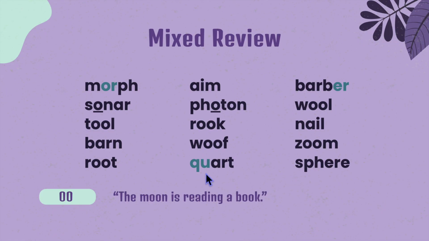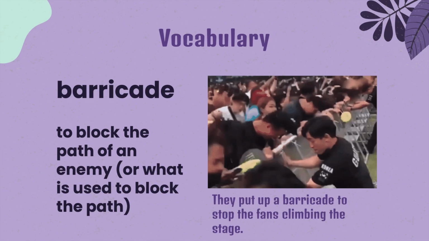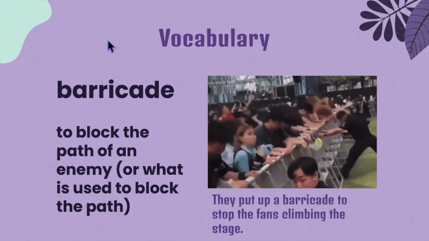Remember that Q and U together have the qu sound. Quart. ER says barber. Barber. Wool. I don't recognize that, so we will try wool, nail, zoom, sphere. Let's practice some words using these sounds.